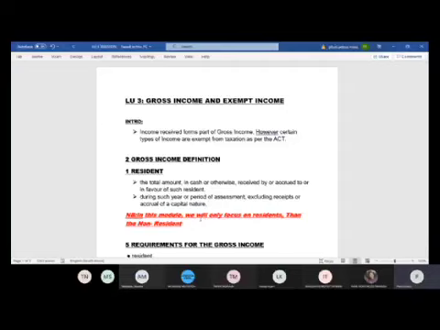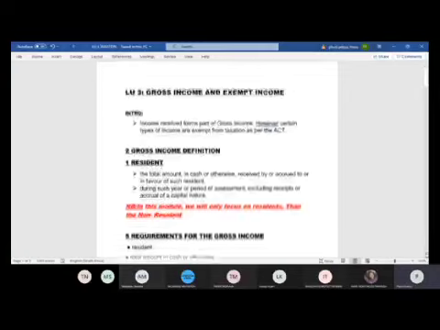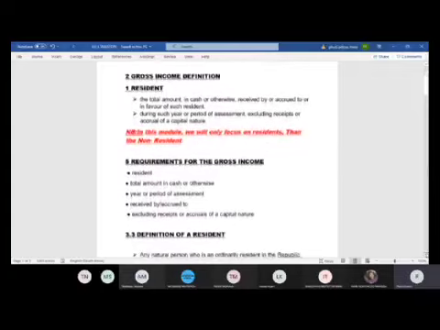Let's look at the resident there. We're looking at the total amount in cash or otherwise received by or accrued to or in favor of that resident, which has to be in or during the year of assessment, excluding the receipts or accruals of a capital nature. In this module, we only focus on residents rather than non-residents. Obviously your tax liability is going to be based on the residents.